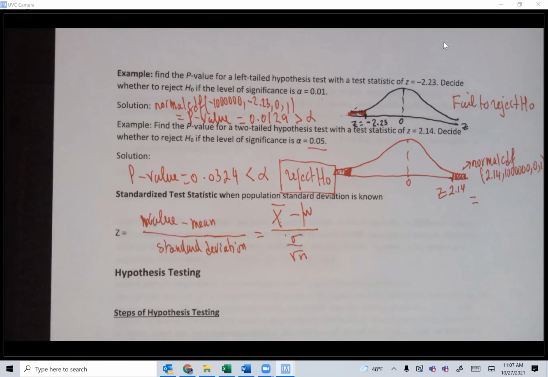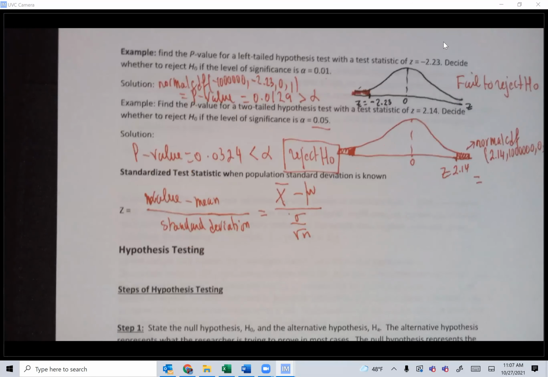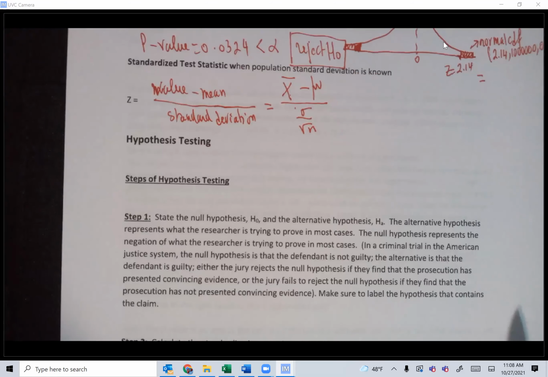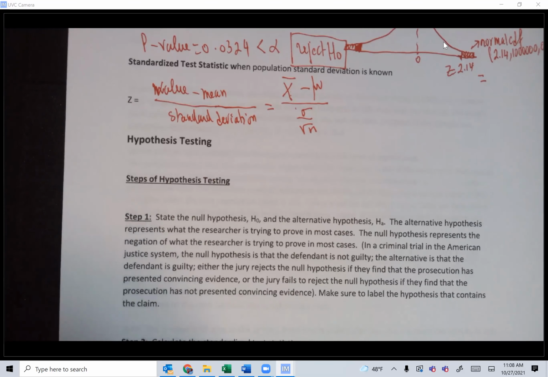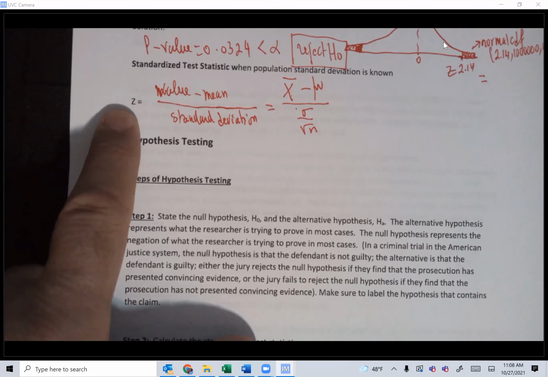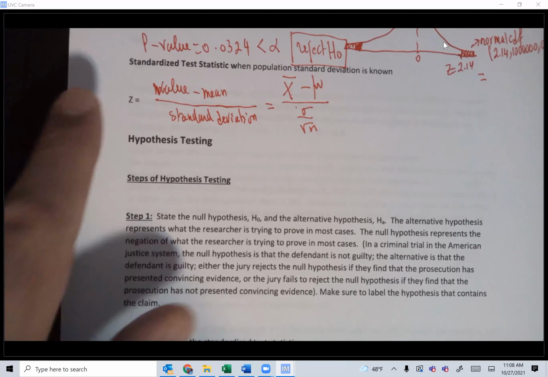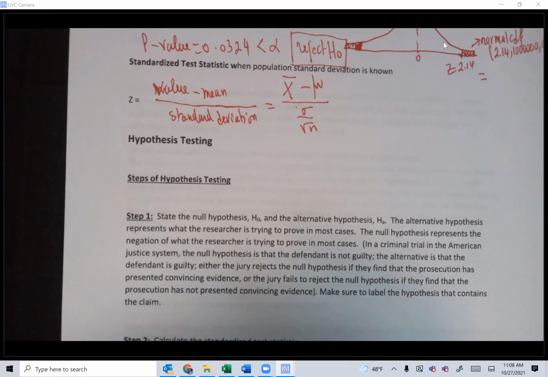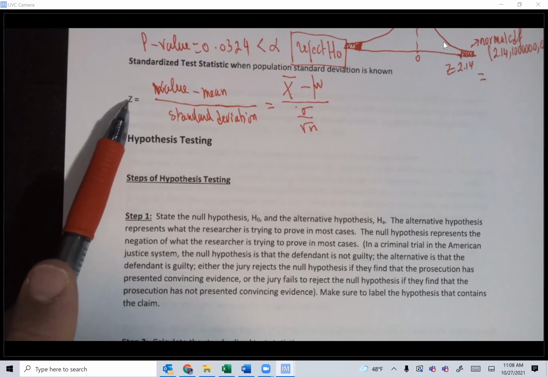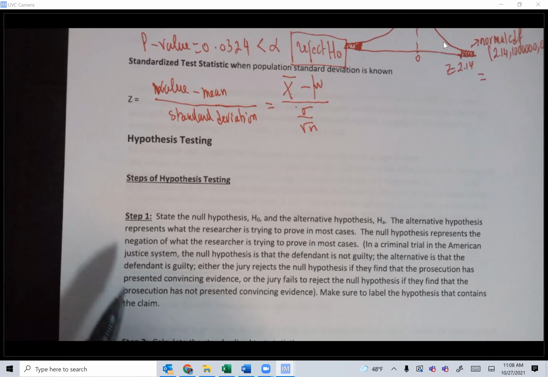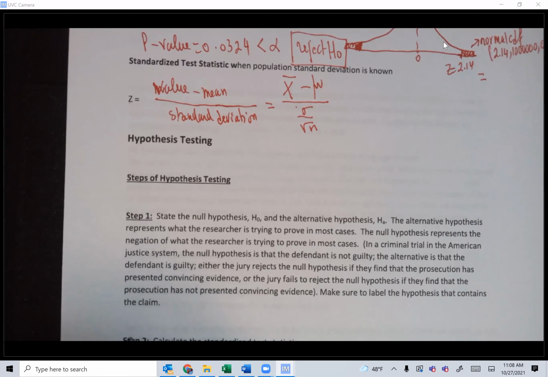All right, the steps. We're getting close to doing one exercise. Step 1, state the null and the alternative hypothesis. Step 2, calculate the standardized test statistic, which is number 2 right here. And the good news is your calculator will do that for you. Step 3, find the p-value. And the p-value, guys, is an area either to the left of z or to the right of z. So that's why step 2 is important, because step 3 is determined based on your answer in step 2.